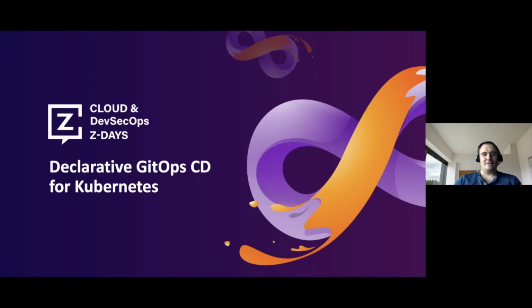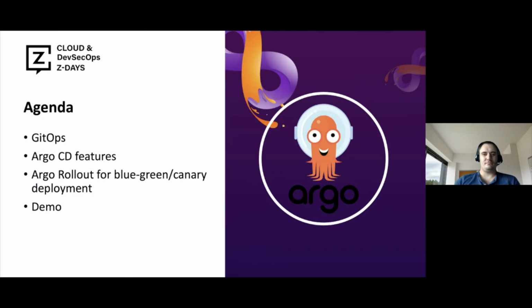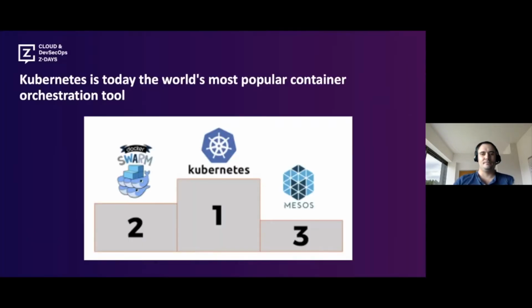My name is Alexander. I am a system engineer at EPAM, and today I'm going to tell you about declarative GitOps deployment to Kubernetes. Our agenda: I will cover shortly what GitOps is, tell you about Argo CD features, Argo Rollouts, and how we can use Argo Rollouts for BlueGreen and Canary deployment. And at the end there will be a short demo.